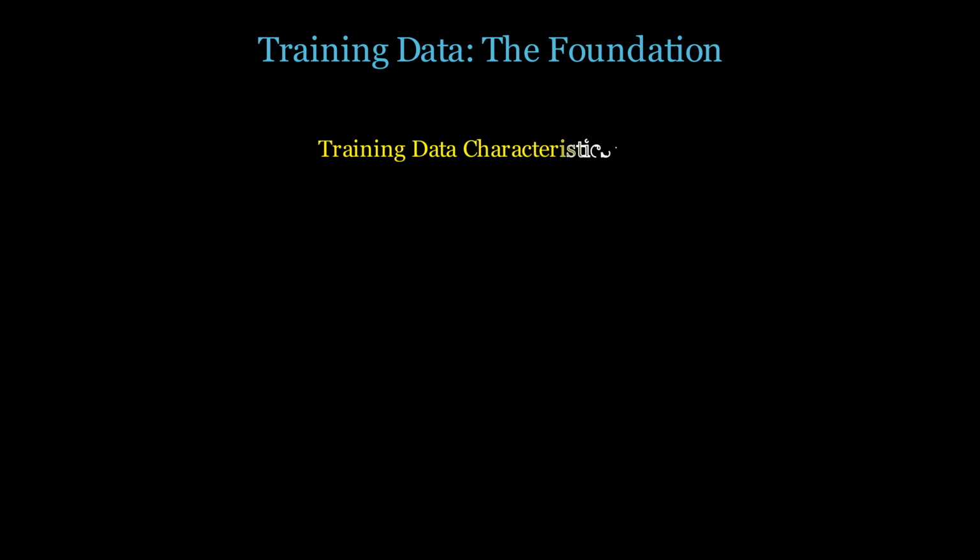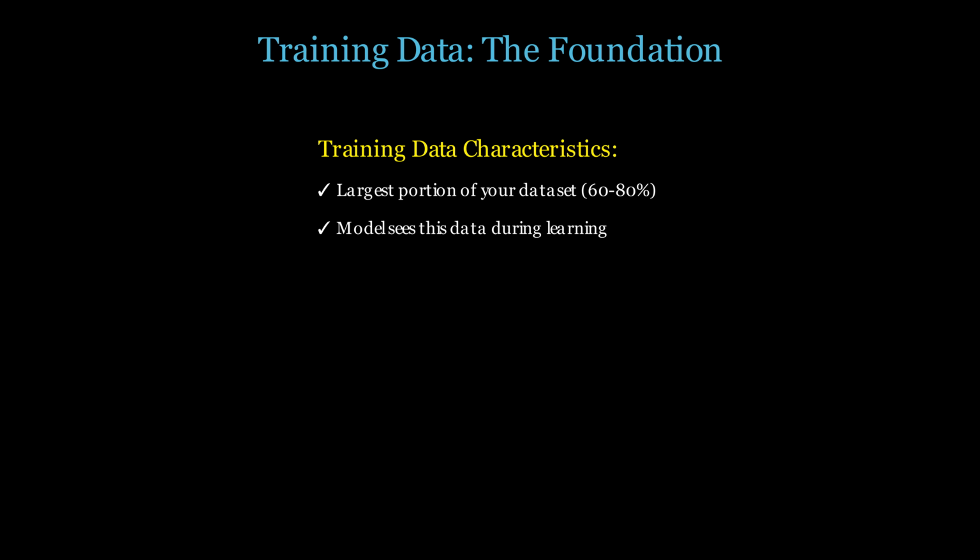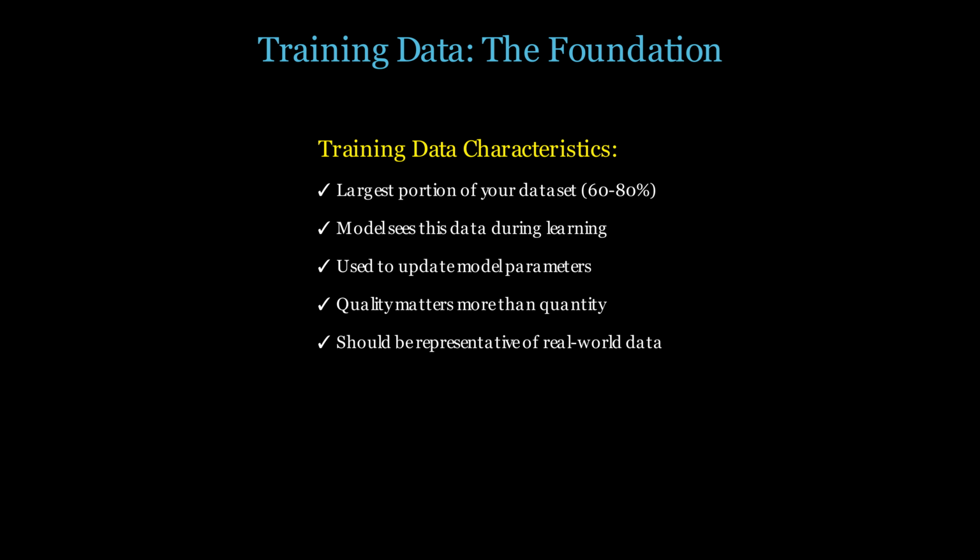Training data has several key characteristics. It's typically the largest portion of your dataset, usually 60 to 80%. The model sees this data during learning and uses it to update its internal parameters. Quality matters more than sheer quantity. Clean, accurate data beats noisy, abundant data. Training data should represent the real-world distribution you expect to encounter. Diversity in your training examples helps the model generalize to new situations.